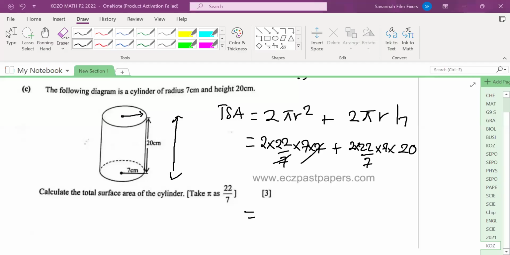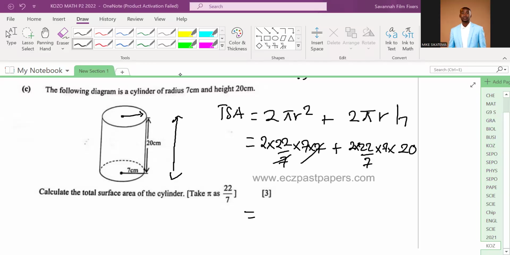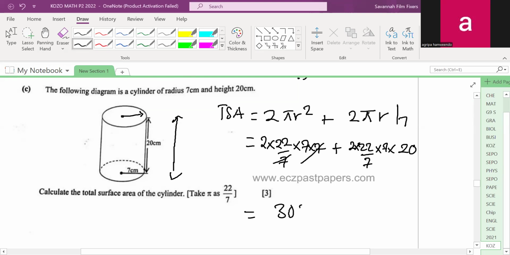7 times 7 is 49. So if you evaluate everything on this side properly, slowly, you're going to get 308. Then this side, 2 times 22 times 20, you're going to get 880. If you add them, you're going to get the total.